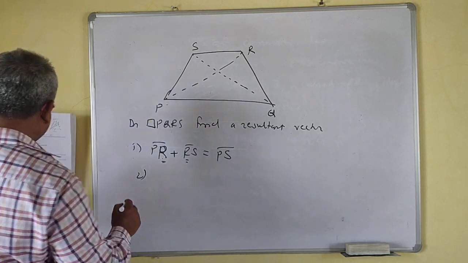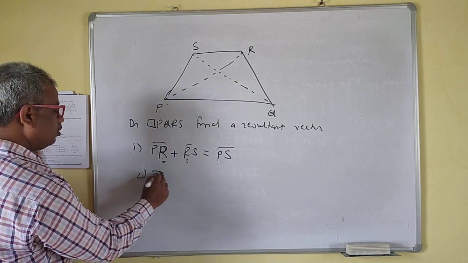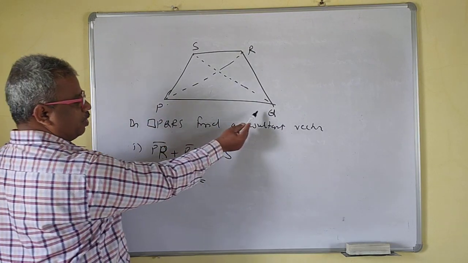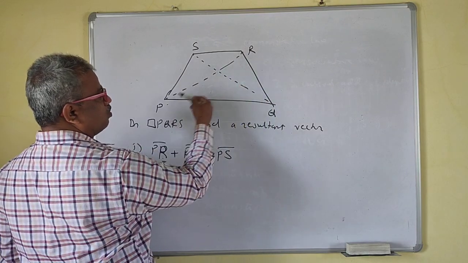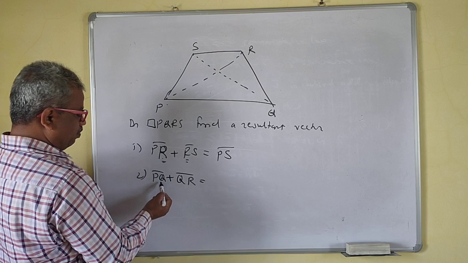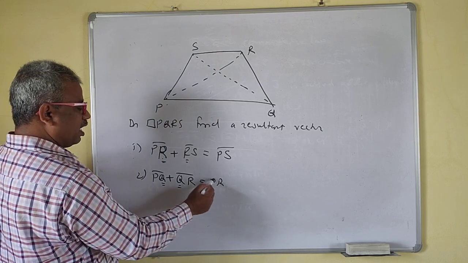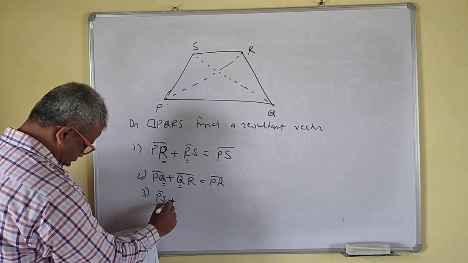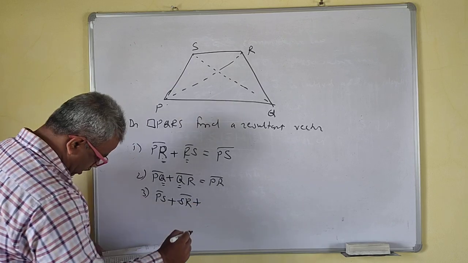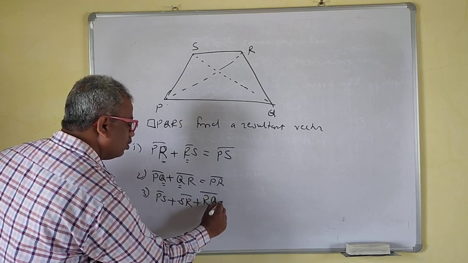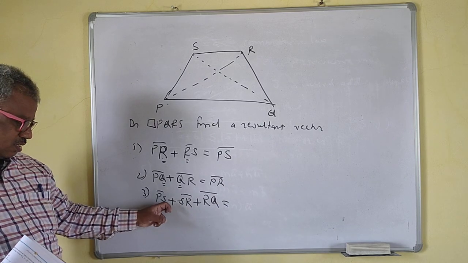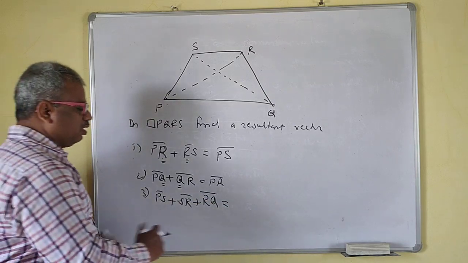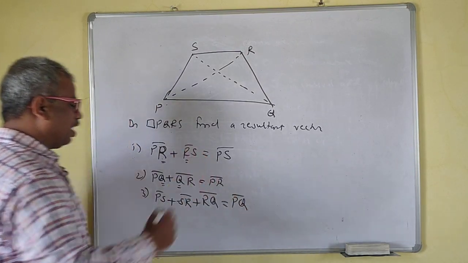Second, PQ bar plus QR bar. This is your PQ bar and this is QR bar. So obviously by the triangle law, this is PR bar. Third, PS bar plus SR bar plus RQ bar. Now see here, PS bar and SR bar give PR bar, right? PR bar plus RQ bar. So obviously the answer is PQ bar, right?